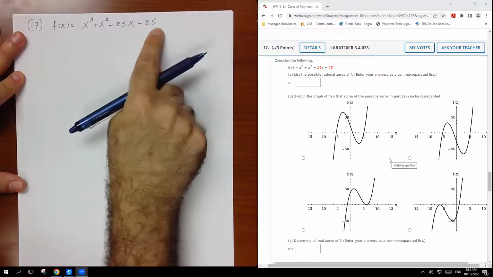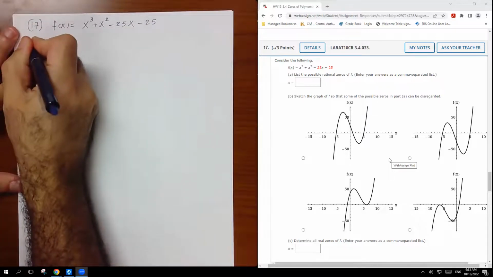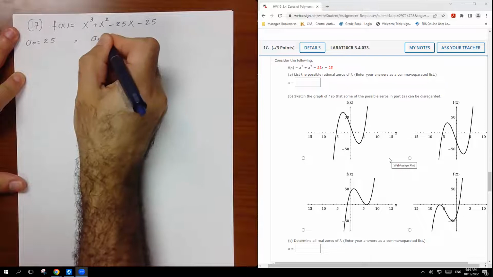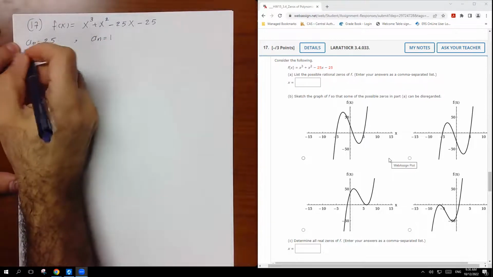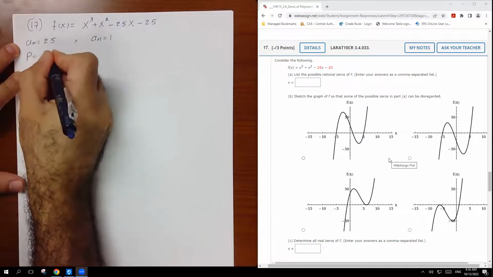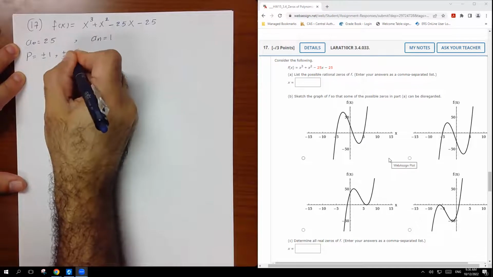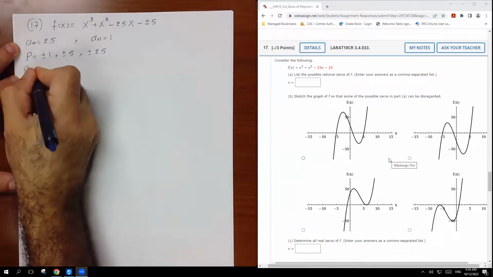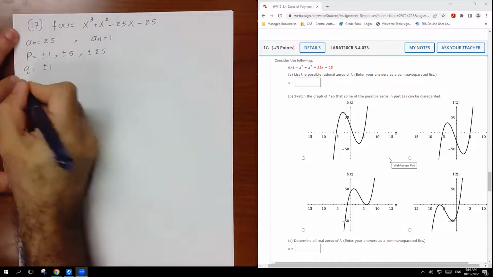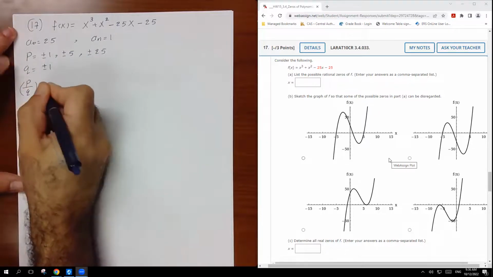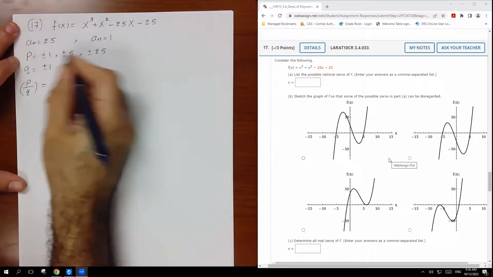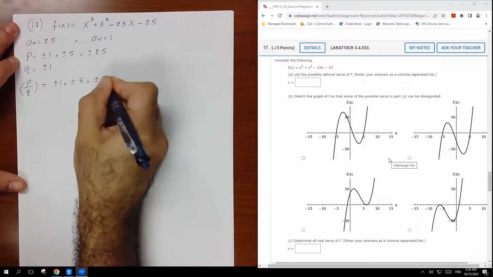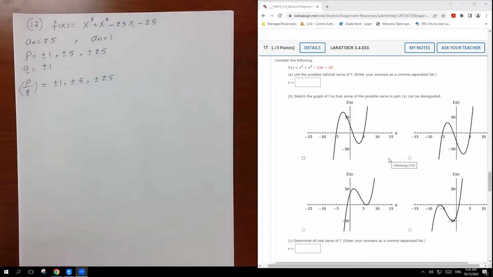So the first thing, there is no missing term here, which is good. So a0 equals 25 and an equals 1. That means p is going to be equal plus or minus 1 and the plus or minus 5, because 5 times 5, and the plus or minus 25. With the q is just the plus or minus 1. So the possible zeros, p divided by q, is going to be, just divide these numbers by 1, which is going to be plus or minus 1, plus or minus 5, and the plus or minus 25. So that's it. These are the possible zeros for this example.